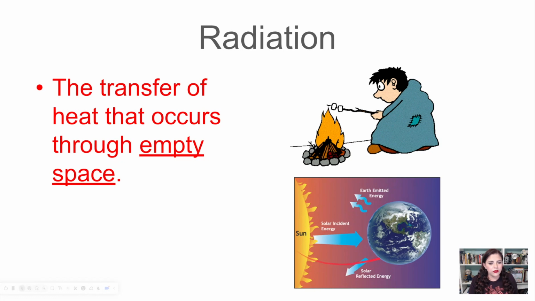The same thing happens with the sun. In the summer, it's super hot and you can actually sometimes get a sunburn. You can feel the heat on your skin. That is radiation. The heat from the sun is traveling through space to get all the way to Earth.